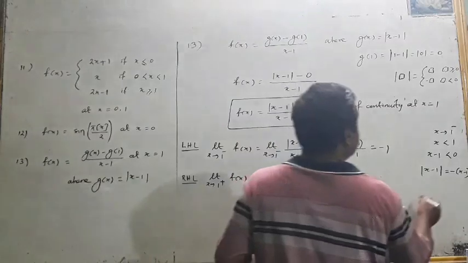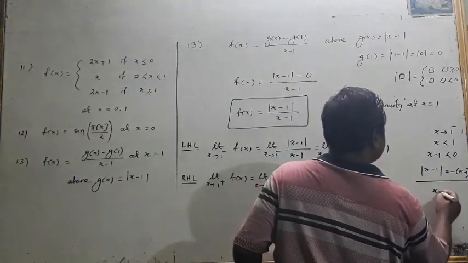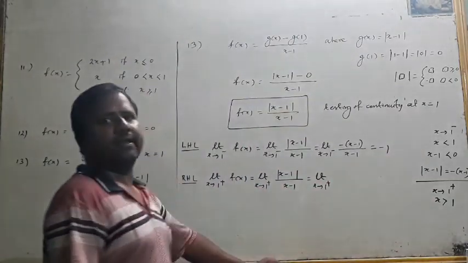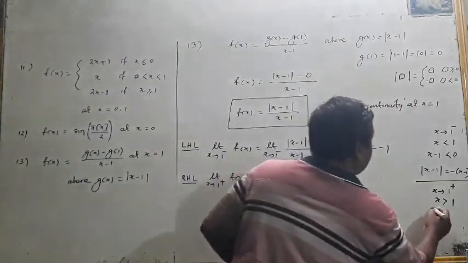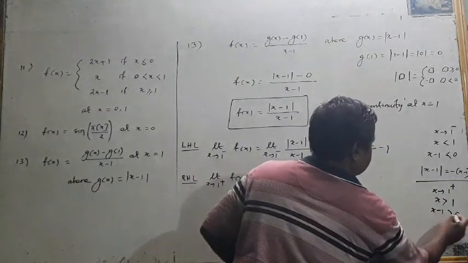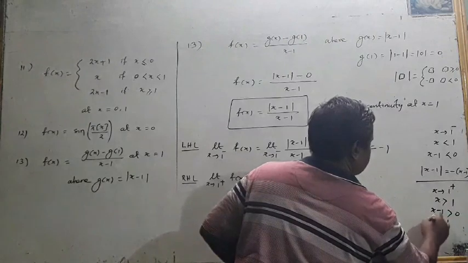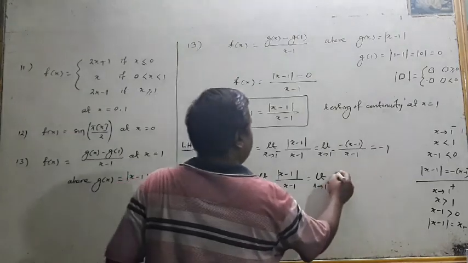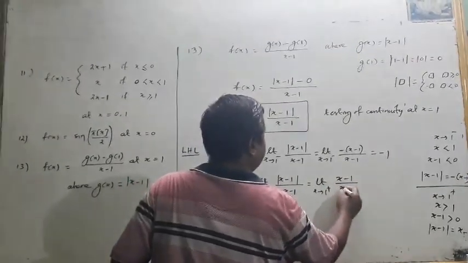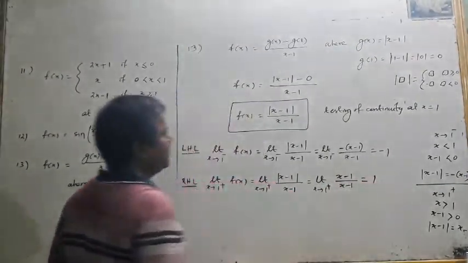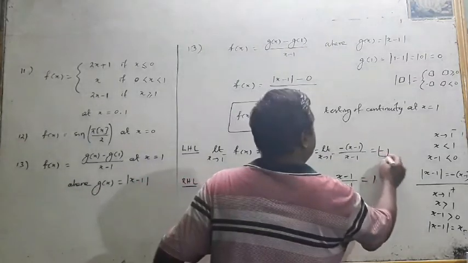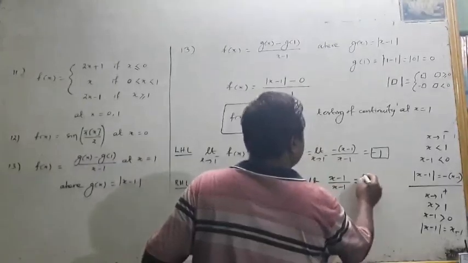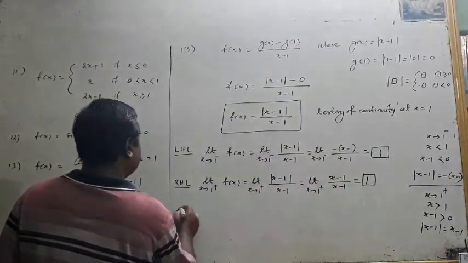Again x tends to 1 plus. X tends to 1 plus means x greater than 1. X greater than 1 means x minus 1 is positive. X minus 1 positive means modulus of x minus 1 is equal to x minus 1, so |x minus 1| by x minus 1 is equal to x minus 1 by x minus 1. Answer is 1. Here the left hand limit is what? Minus 1. Here the right hand limit is what? 1.